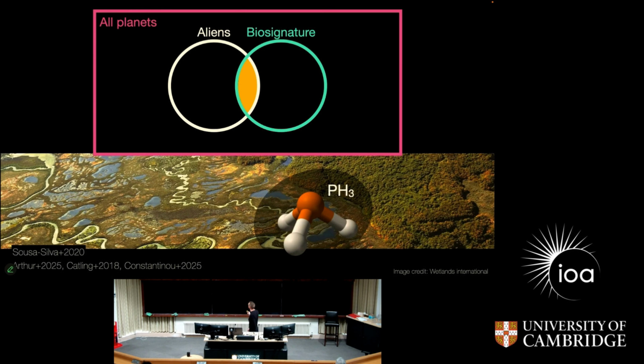Where it is produced is in wetlands or swamps, regions where there's low oxygen and a lot of decaying organic matter. This is a beautiful aerial image of the wetlands of Tierra del Fuego. You can see all of these flooded areas where organic matter is decaying. These are going to be sources of phosphine.